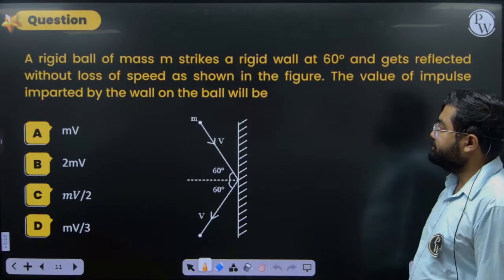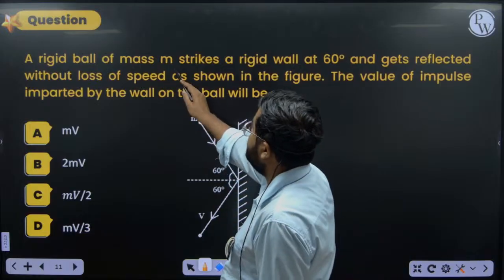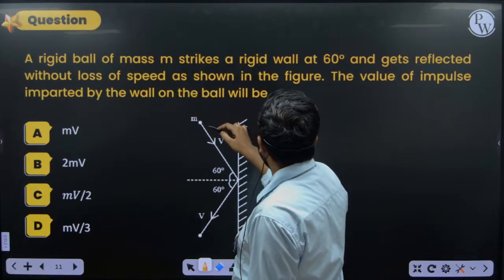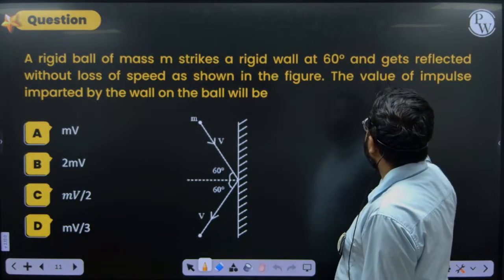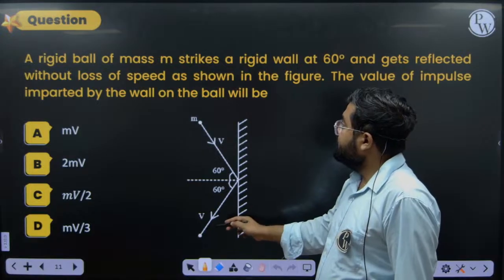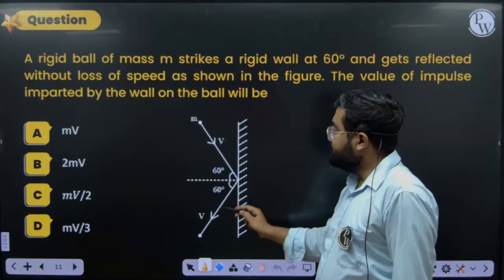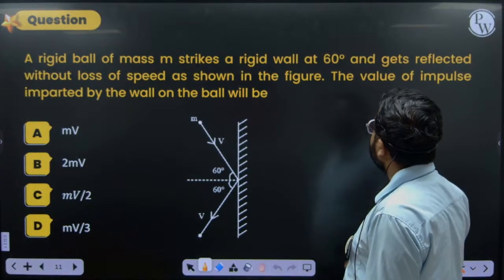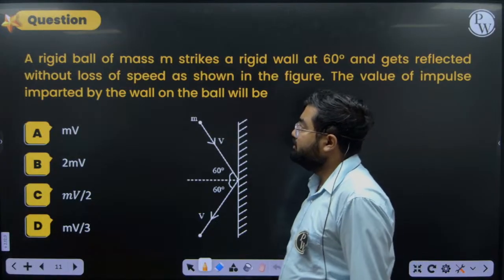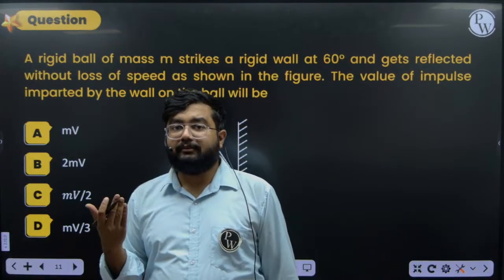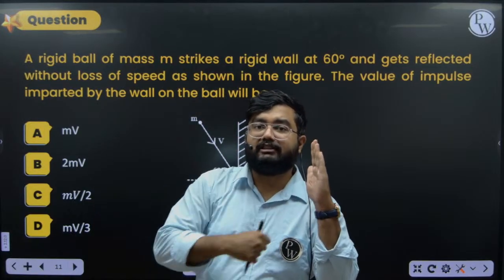Let's see this question. The question says that a rigid ball of mass m strikes a rigid wall at 60 degrees and gets reflected without loss of speed as shown. So it strikes with v and again goes with v. The value of impulse imparted by the wall on the ball will be? How much impulse will get imparted by this wall on the ball which is striking it?